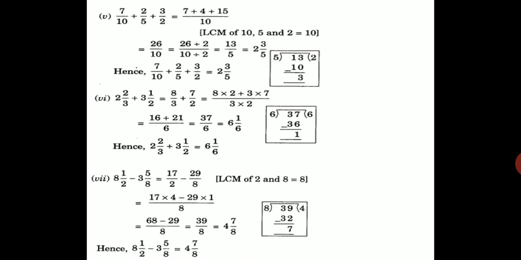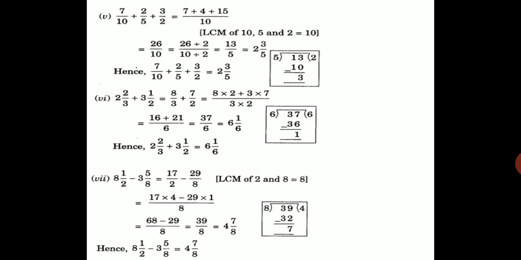Now 26 by 10, I want to reduce the form of this fraction. So 26 by 10 divided by 2, what is the answer? Because both numbers are even, I am dividing by 2. 13 by 5. Now I am converting it into a mixed number, because 13 by 5 is an improper fraction. Now 13 is the dividend, 5 is the divisor. So 5 twos are 10, 13 minus 10, the answer is 3. So 2, 3 by 5 is the answer.